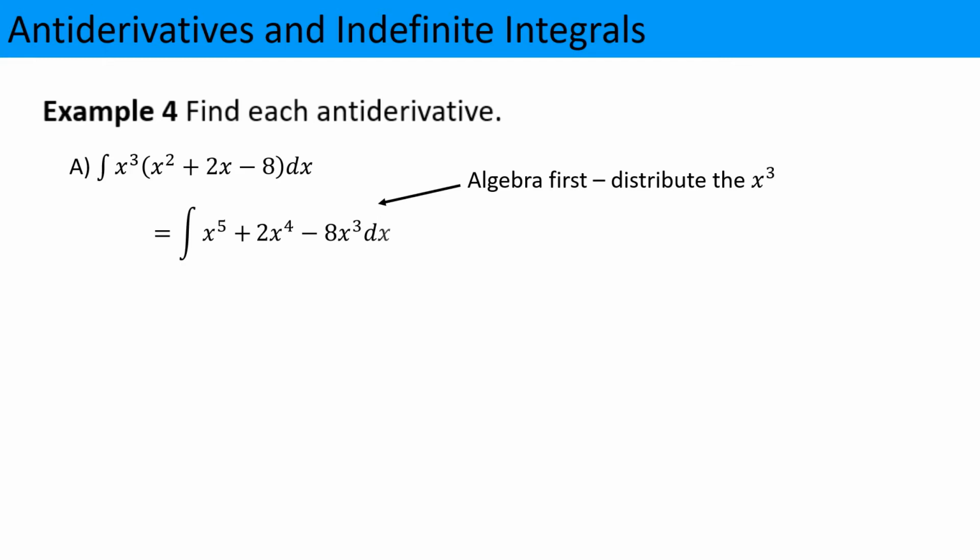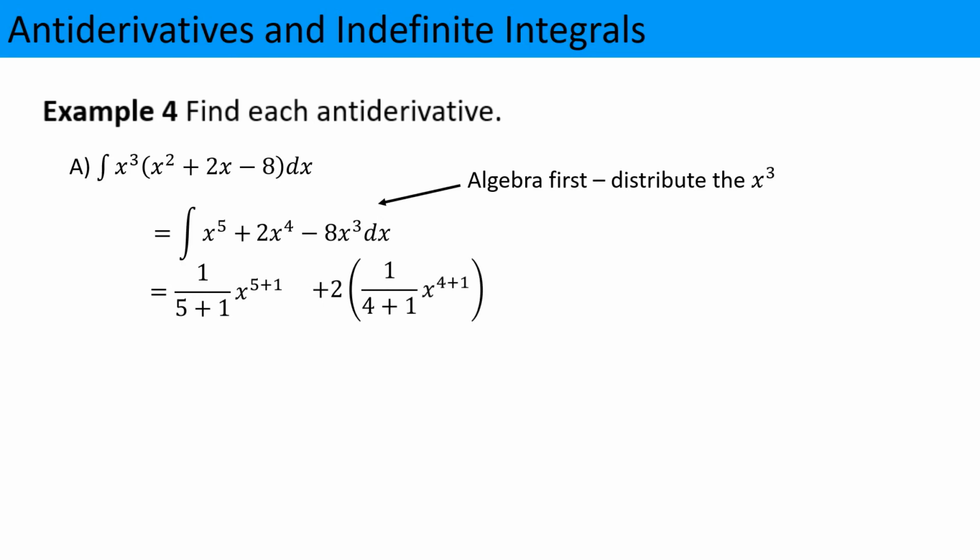Now we can use the property that lets us take each part of the integral separately, and also the property that lets us take the constant outside of the integral symbol. The integral of x to the fifth would be 1 over 5 plus 1, x to the power of 5 plus 1. Now integrate 2x to the fourth. The 2 gets multiplied, it's the constant. And then take the integral of x to the fourth. That would be 1 over 4 plus 1, x to the power of 4 plus 1.